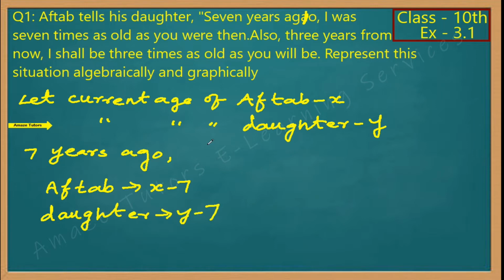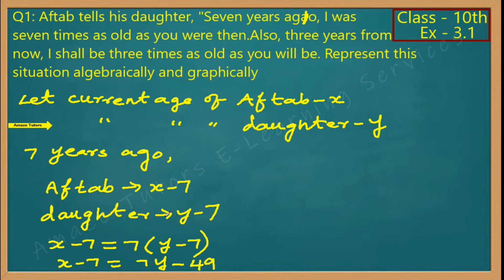y minus 7. Now, what is given? 7 years ago, I was 7 times as old as you were. So Aftab was 7 times as old as his daughter. So, take the left side as Aftab's age, which is equal to 7 times his daughter's age, y minus 7. Based on the first condition, I have written the first equation, but I am going to still simplify this. x minus 7 is equal to 7y minus 49, since 7 sevens are 49.